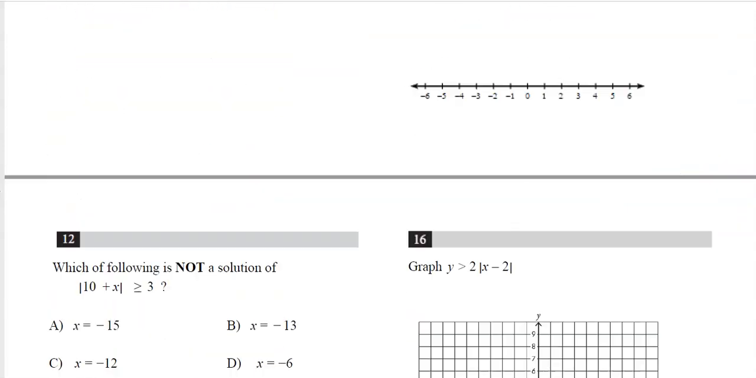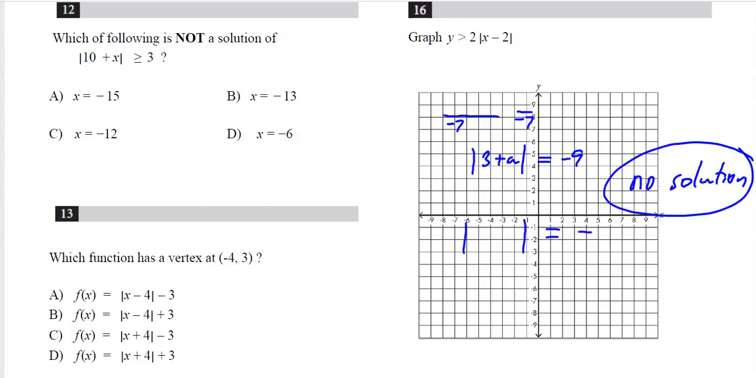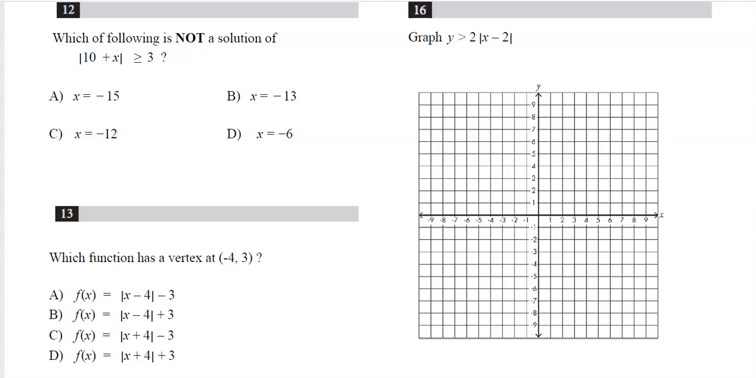It's a special case. All right, moving on down to number 12. Which of the following is not a solution to that? So you could just plug numbers in. Some people did that and saw which one is not going to work. If you did that, -12 would not work in there because 10 plus -12 would be -2. The absolute value of -2 is +2, and 2 is not greater than or equal to 3. So that's why C did not work.